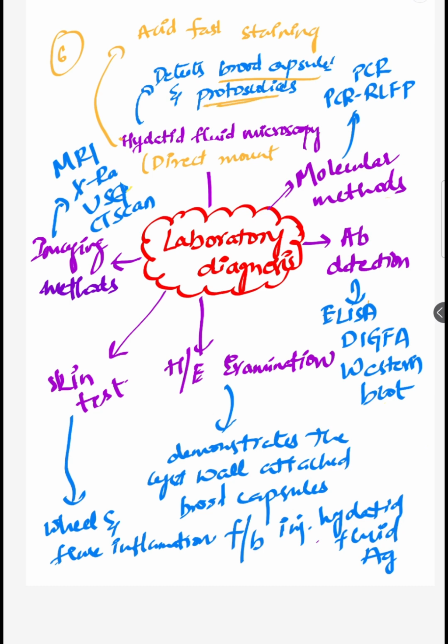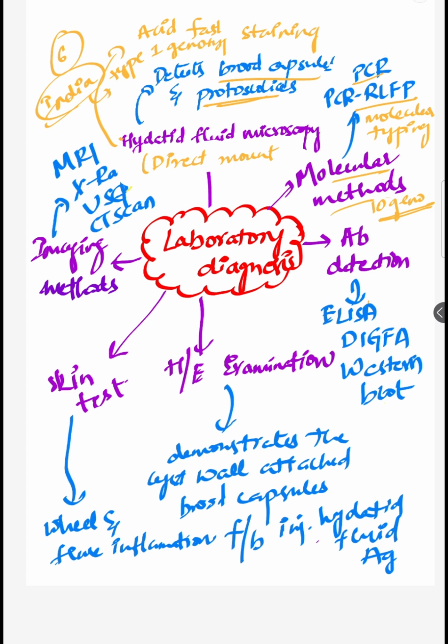Next, coming to the molecular methods, it is done by PCR or PCR-RFLP, and also molecular typing. Generally there are 10 genotypes. How many genotypes? 10 genotypes. In that, in India, the type 1 genotype is more common.